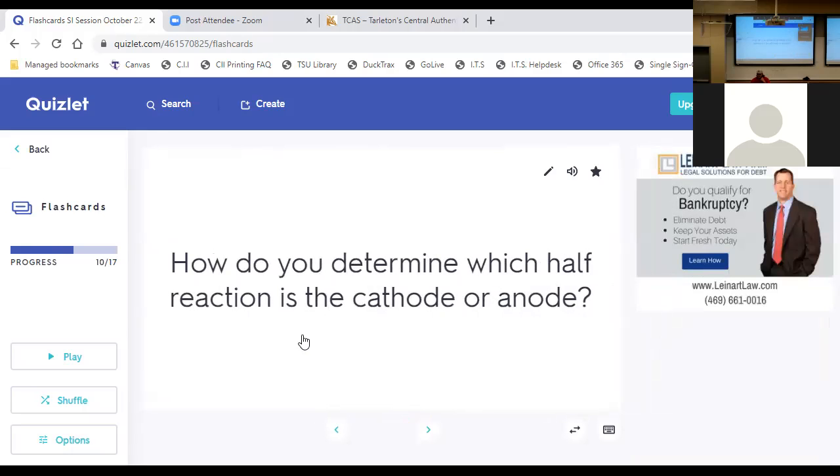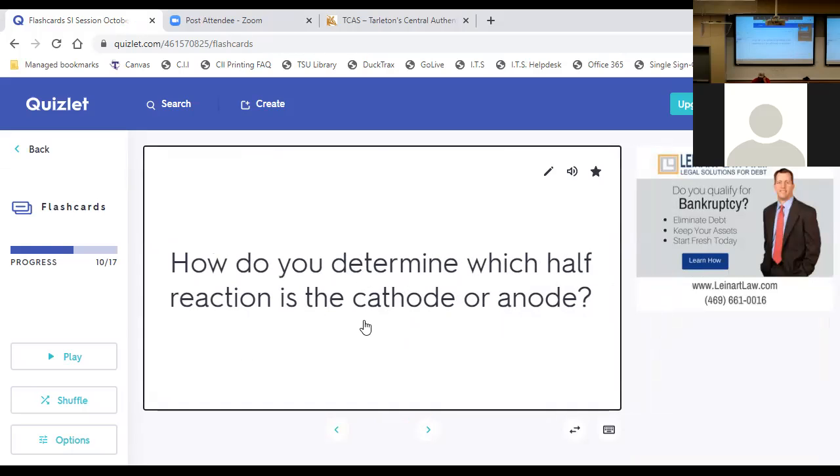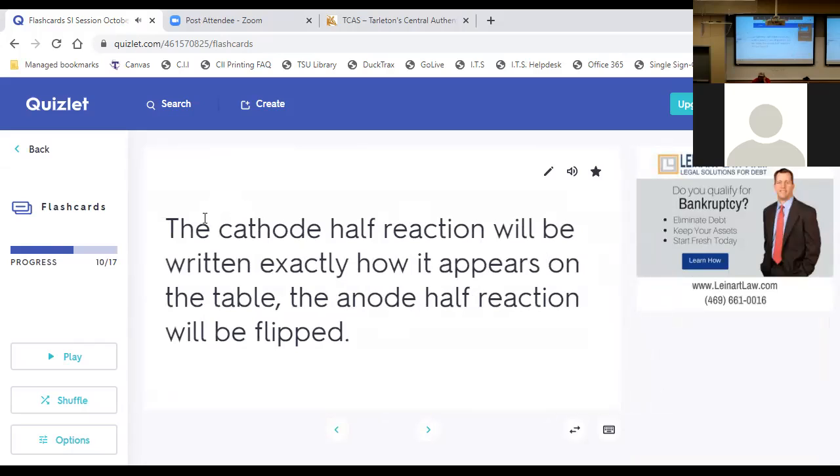How do you determine which half reaction is the cathode or the anode? So you know that the number values go into the equation, but you don't know which one is which. The way to determine that is the cathode half reaction will be written exactly how it appears on the table, and the anode half reaction will be flipped. So you're given a table of a lot of values and the equations, and you're going to look and try and find both equations on there.